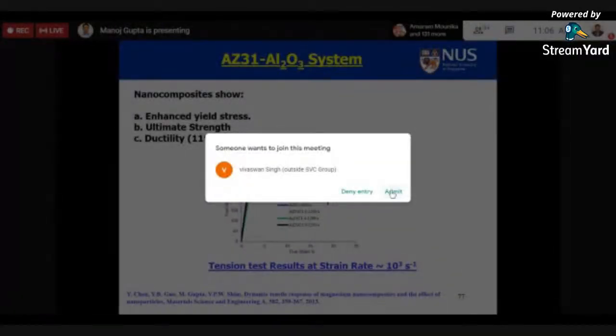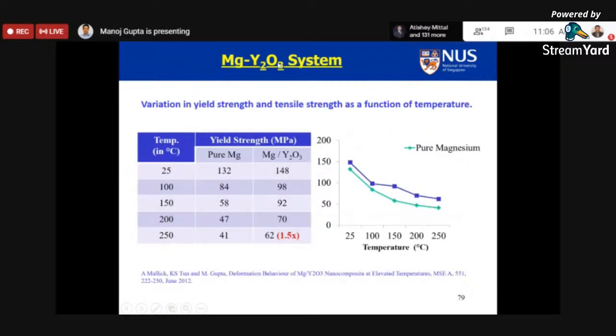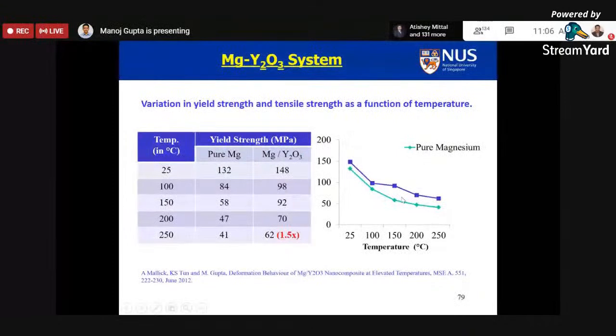in the car is much higher with this material than the normal material. Sometimes the temperature of the application goes up. So we gave some samples to Professor Malik in ISM Dhanbad, and we worked on the magnesium system. And this graph was created, and this shows that the composite has a higher strength at all the temperatures till 250. Typically, magnesium and aluminum-based materials are not used beyond 100 to 150 degrees centigrade. So even at 250, the composite has 1.5 times the strength of the monolithic material.